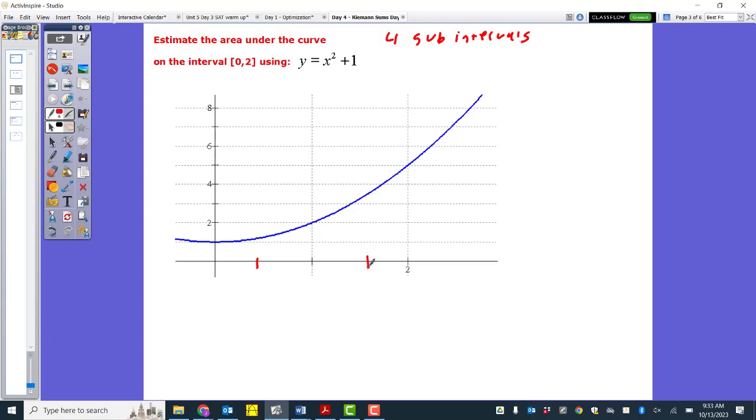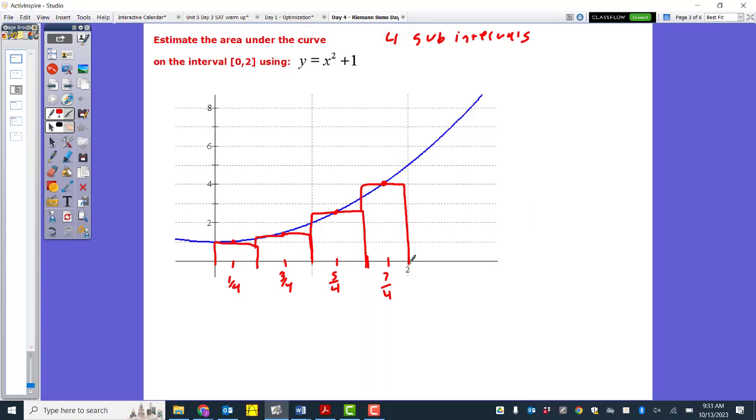So here are 4 subintervals, 0 to 1/2. The midpoint is going to be at 1/4. 1/2 to 1, the midpoint is going to be at 3/4. 1 to 1.5, the midpoint is going to be at 5/4. And then 1.5 to 2, the midpoint would be at 7/4. Okay, so we're using the midpoint.